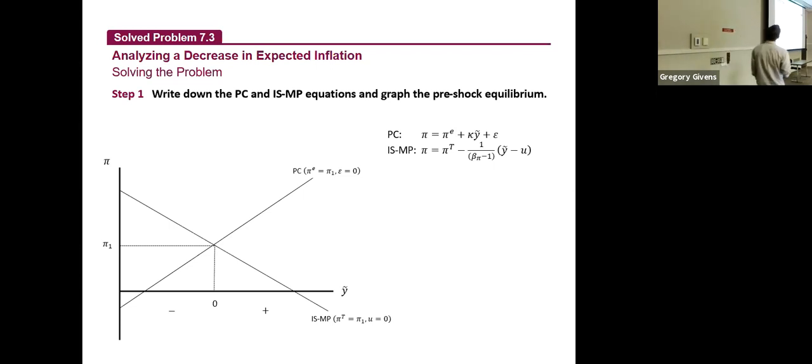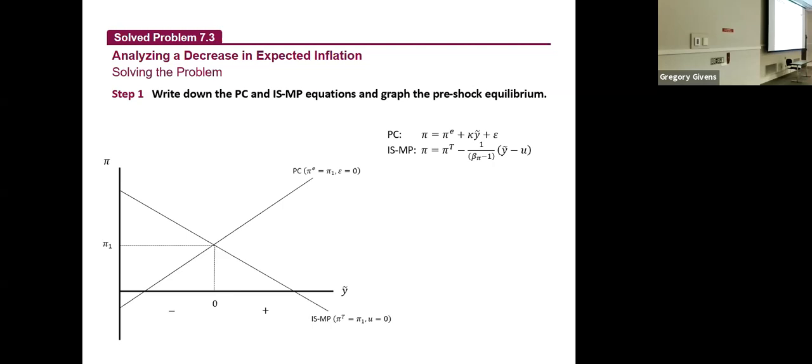So here is a sketch of the economy in its initial equilibrium point. We have a Phillips curve: inflation is equal to expected inflation plus kappa times the output gap plus a supply shock. And we have our ISMP equation. Now, where does that come from?